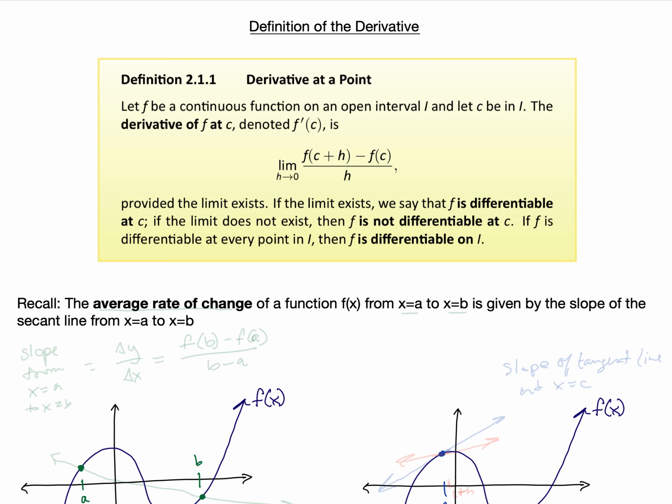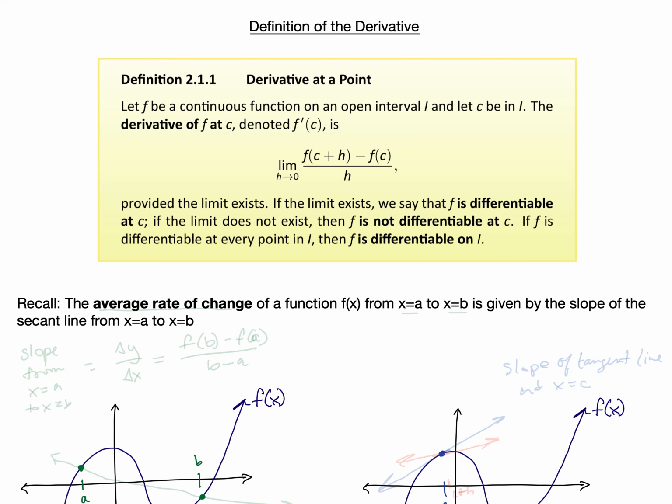If that limit exists and is finite, we say that f is differentiable at the point c. Otherwise, we say that f is not differentiable at c. And if f is differentiable at all points in that open interval, then f is differentiable on I, that interval. So that's quite a mouthful. Let's now see where that definition comes from and try to make sense of it.